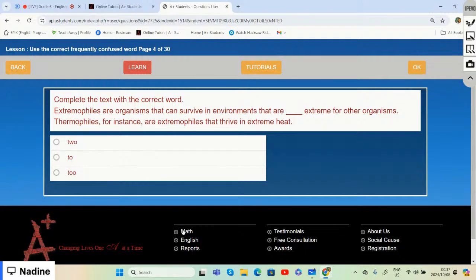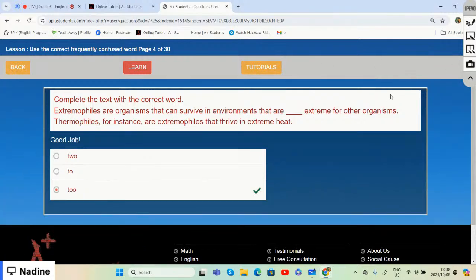All right. And if we were to choose the correct option, we will choose option three, which is too. It's almost like we are dragging it, right? We are dragging it. So option three is correct. Well done.